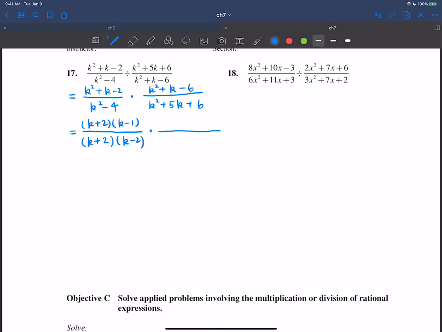Top right, it's going to be k plus 3 times k minus 2. And for the last part, k plus 2 times k plus 3. Cross out common factors, we have k plus 2, k plus 2. k minus 2, k minus 2, k plus 3, k plus 3. What's left? We have k minus 1 over k plus 2.